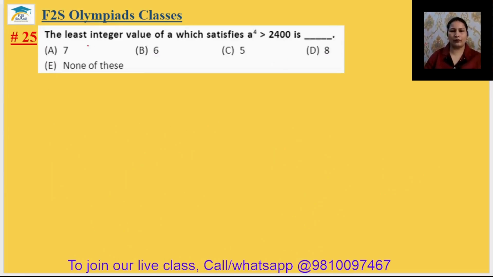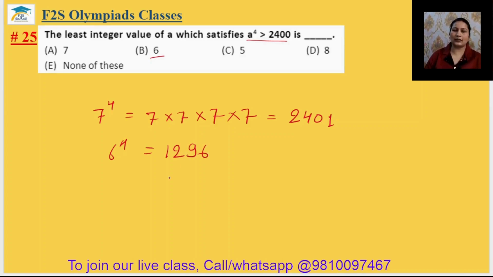Now question number 25. The least integer value of a which satisfies a to the power 4 greater than 2400. If we check 7 to the power 4, 7 multiplied by 7 multiplied by 7 multiplied by 7, we will get 2401. If we check with B, 6 to the power 4, it will be 1296. So 5 cannot be possible, 8 cannot be possible. Option A is the correct answer. The 25th answer is option A.